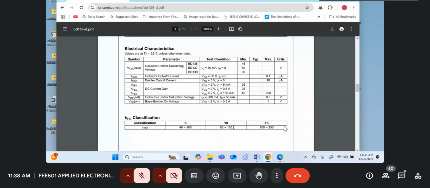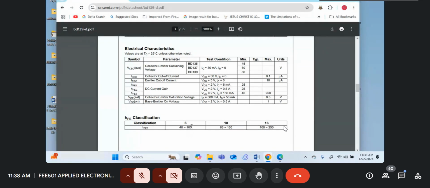So they charge different prices because they've got to put somebody, an employee, to sort them out and test them. And then number 16 will be from 100 to 250. So if you just go to a shop and buy this transistor, most probably, because these guys go to China and get the cheapest transistors, it could be this one, most likely because it will be cheaper, so they can make the maximum profit.